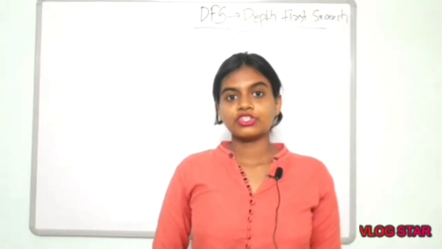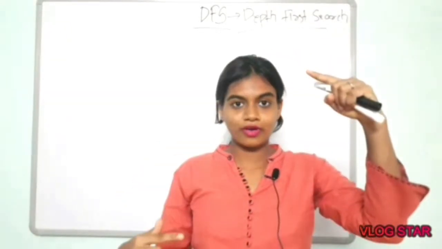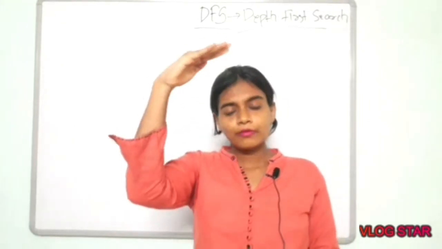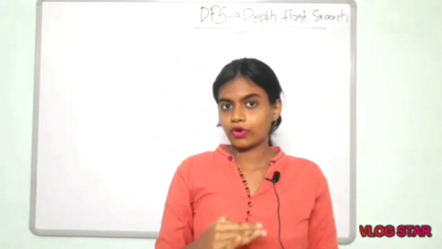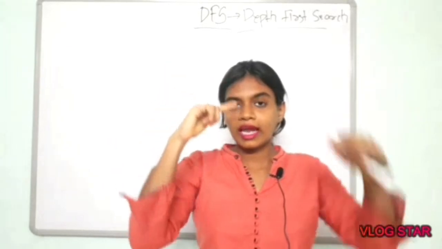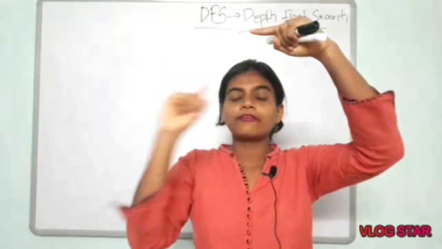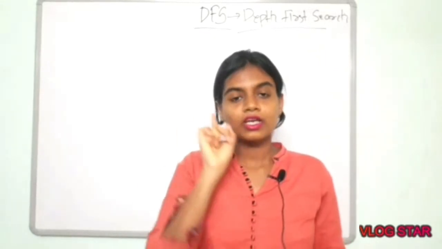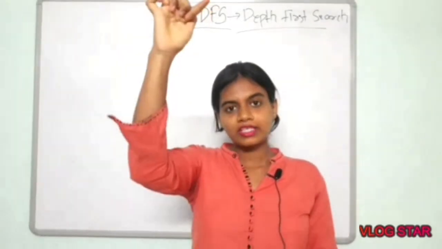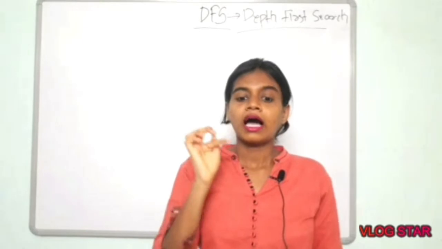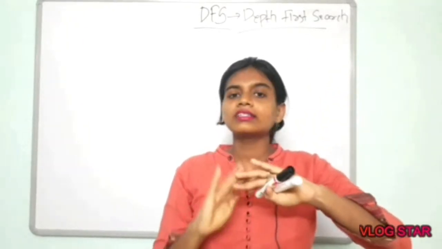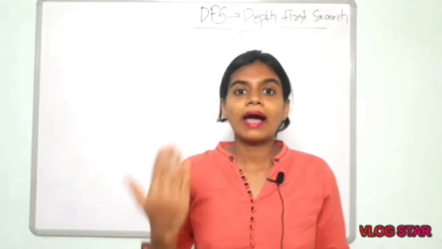Depth first search means it traverses a tree in a depth-wise manner. It traverses a tree in a depth-wise manner, which means what? It starts from the root node and ends at the leaf node. It traverses from left to right. It neither starts from right to left nor from the center. It only searches from left to right. So it starts from the root node and ends at the leaf node. After the leaf node, when there is no other node, it does a backward motion.